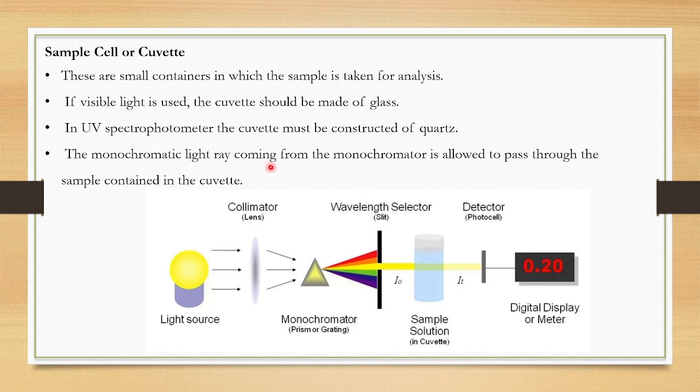The monochromatic light rays coming from the monochromator are allowed to pass through the sample contained in the cuvette.